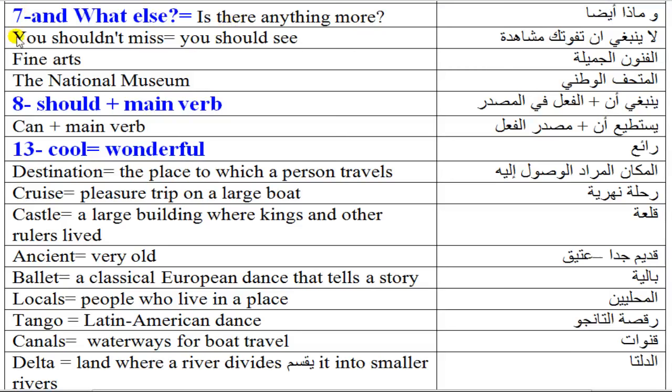Let's start. The words related to exercise number 7 in Unit 11, Interchange 1, Third Edition. And what else? Is there anything more? You shouldn't miss. You should see. Fine Arts. The National Museum.